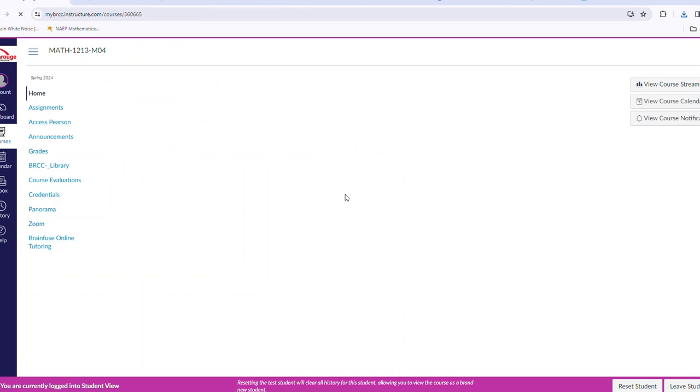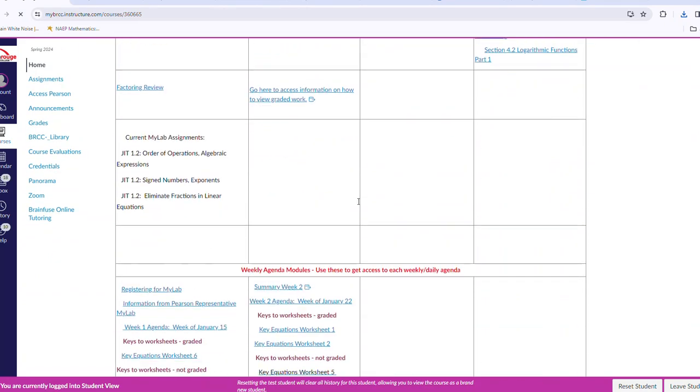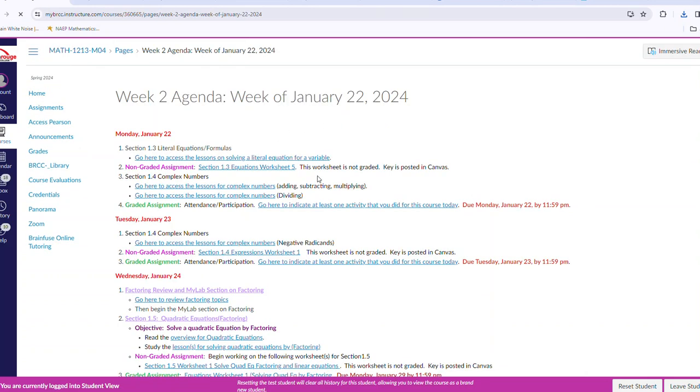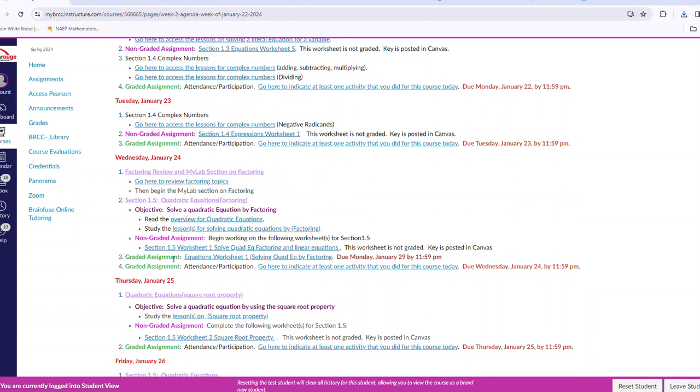So that was in week 2. It's opening up in week 2. So let's go to the graded worksheet. So let's see, right here. So equations worksheet 1. That was one I just opened up.